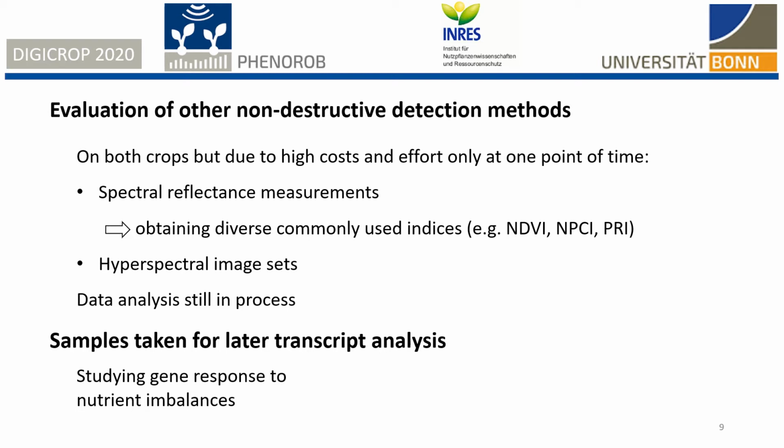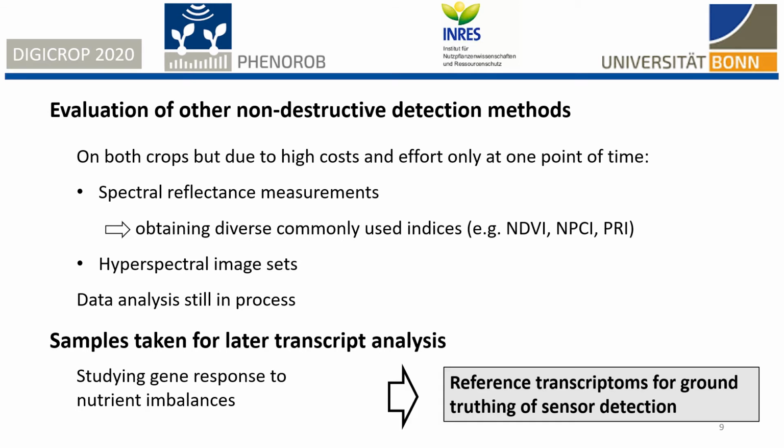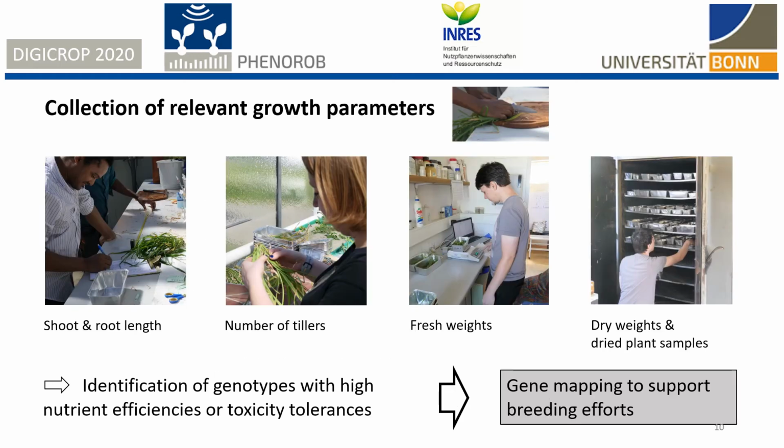Also, for later processing, we took samples of plant material for transcript analysis to study gene response to nutrient imbalances. Thus, we hope to obtain reference transcriptomes for later ground truthing of sensor detection in the field with high accuracy. Now the methods are getting highly invasive.